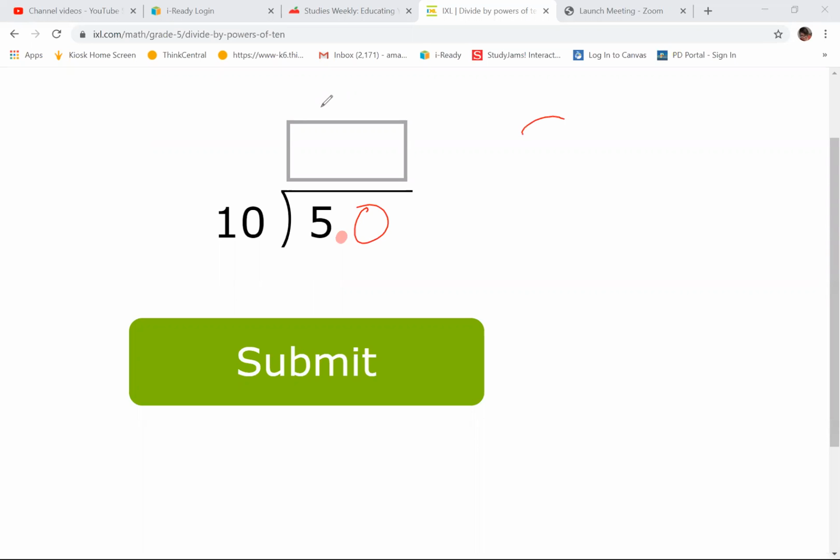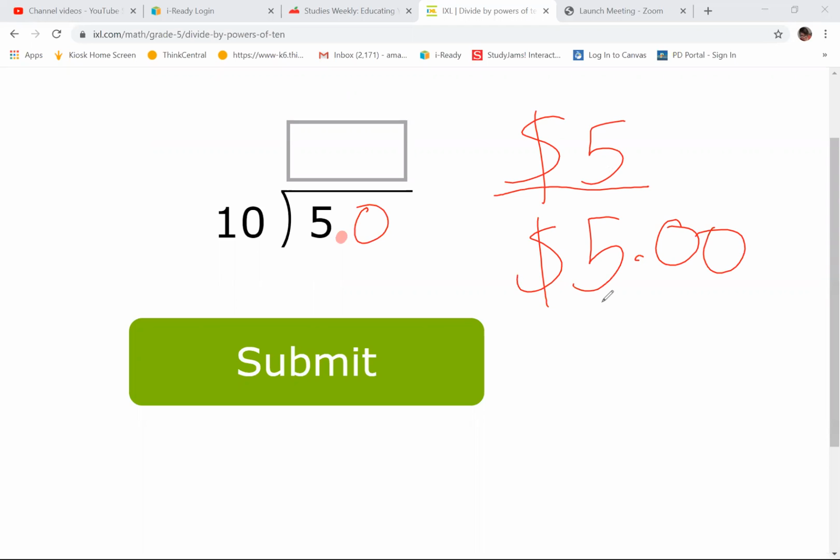If I have this much money, it is exactly the same as this much money. It just says here, I have $5 all by itself. Here it says I have $5 and 0 dimes and 0 pennies. Well, I still had 0 dimes and 0 pennies there, but here I just put the placeholders, okay? It's the same thing as over here.